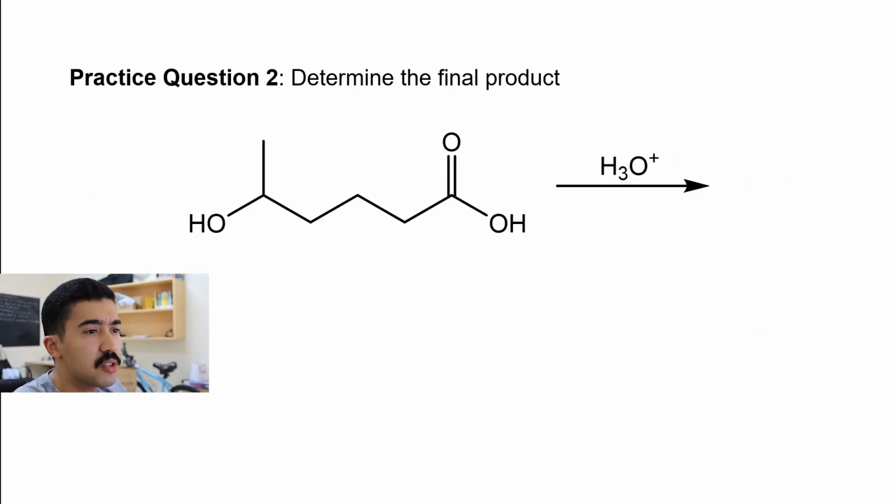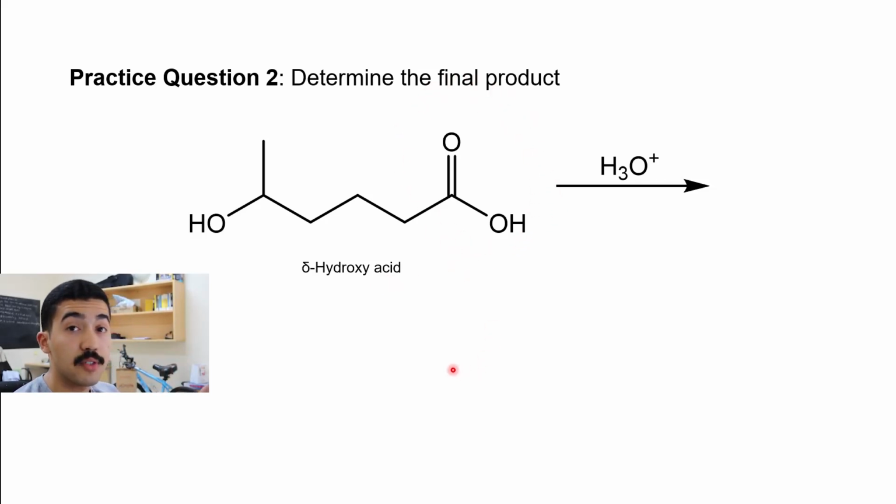Well, let's see what we're dealing with. Can we identify what compound this is? We can see that we have a carboxylic acid on one end, and here we have an OH group, and we're given H3O plus. So, can we maybe label the carbons? Well, yes we can. This will give us a δ-hydroxy acid, because this would be your alpha carbon, this would be your beta, this would be your gamma, and then this would be your delta carbon. So this is a δ-hydroxy, referring to the OH group here, acid referring to the carboxylic acid.